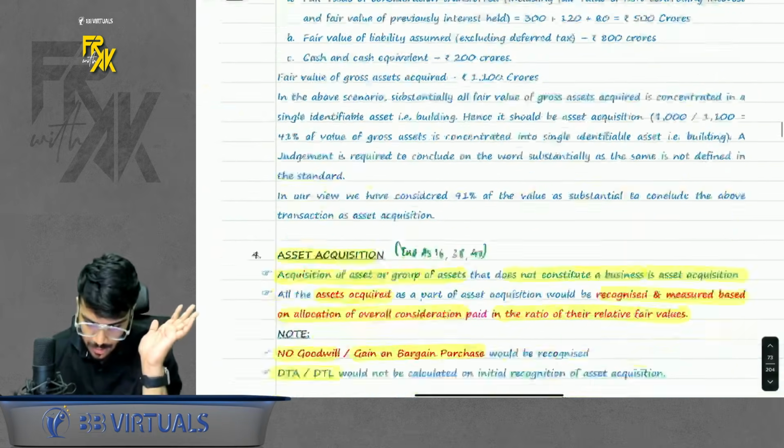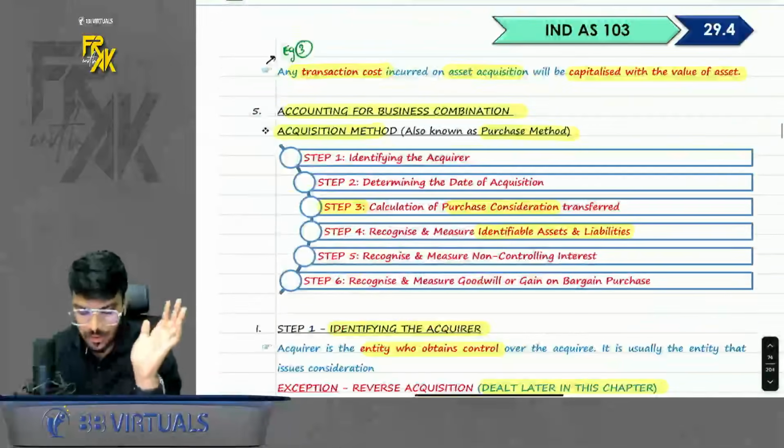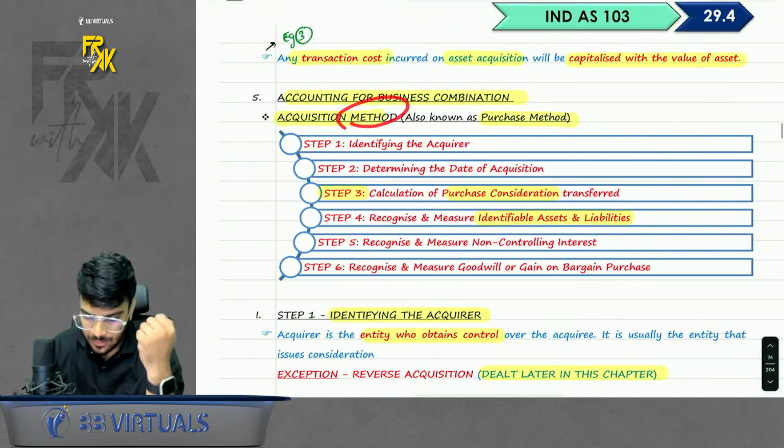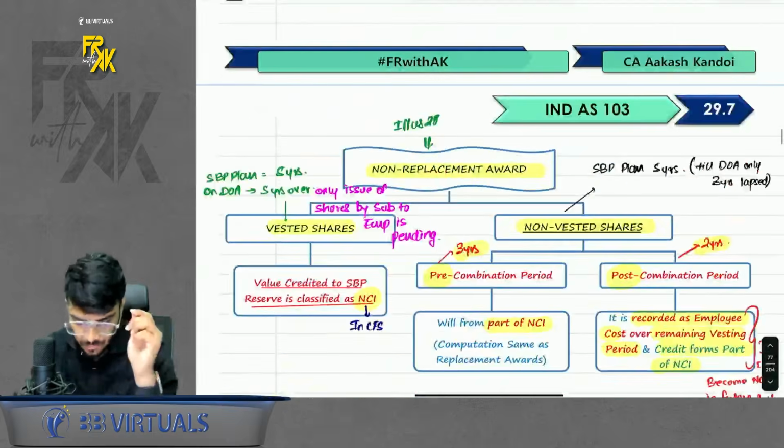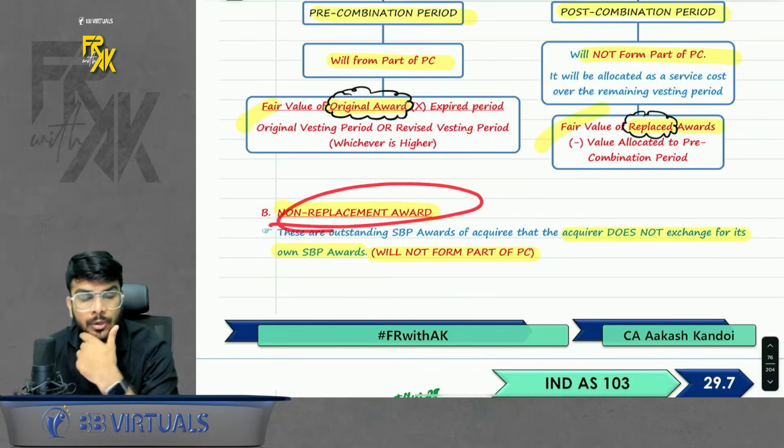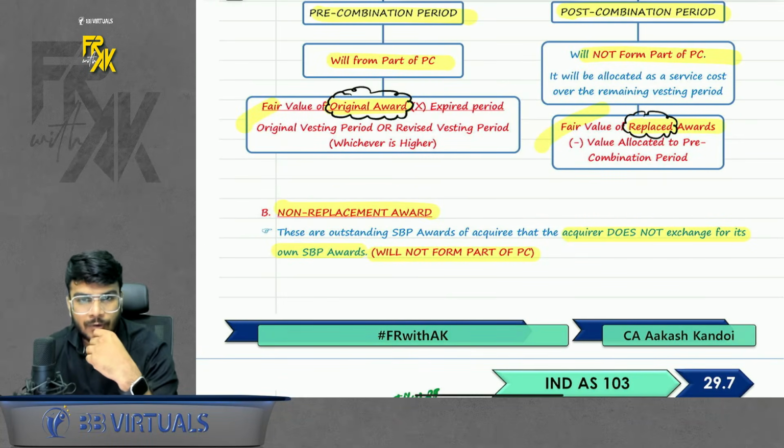Okay, sir, got it. So this was your concentration test. Then under business combination in step number 3 PC, there was one point which talked about non-replacement award. Do you remember this? What is the meaning of non-replacement award?